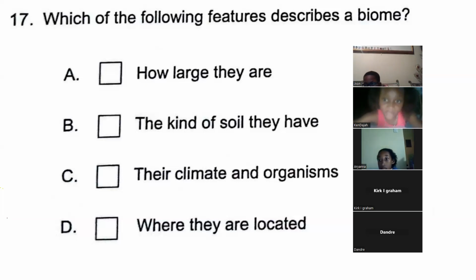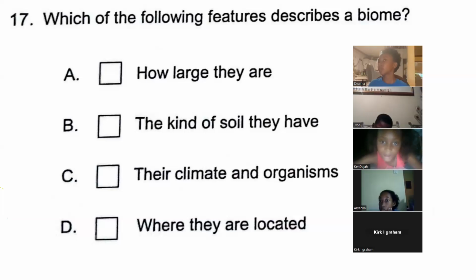Yes, sir. Which of the following features describes a biome? A. How large they are. Or B. The kind of soil they have. Or C. Their climate and organisms. Or D. Where they are located. Good.